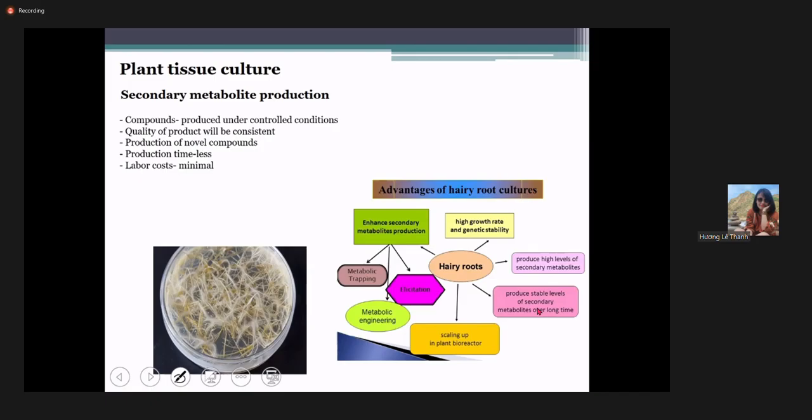Hairy root cultures, which we also call transformed root cultures, are one type of plant tissue culture used to study the plant's metabolic process or to produce valuable secondary metabolites or recombinant proteins. We can transfer genes into the hairy roots and culture them, this is the hairy roots, in large scales. Then we can obtain many secondary metabolite products. For example, I can give you some examples. Quinine.